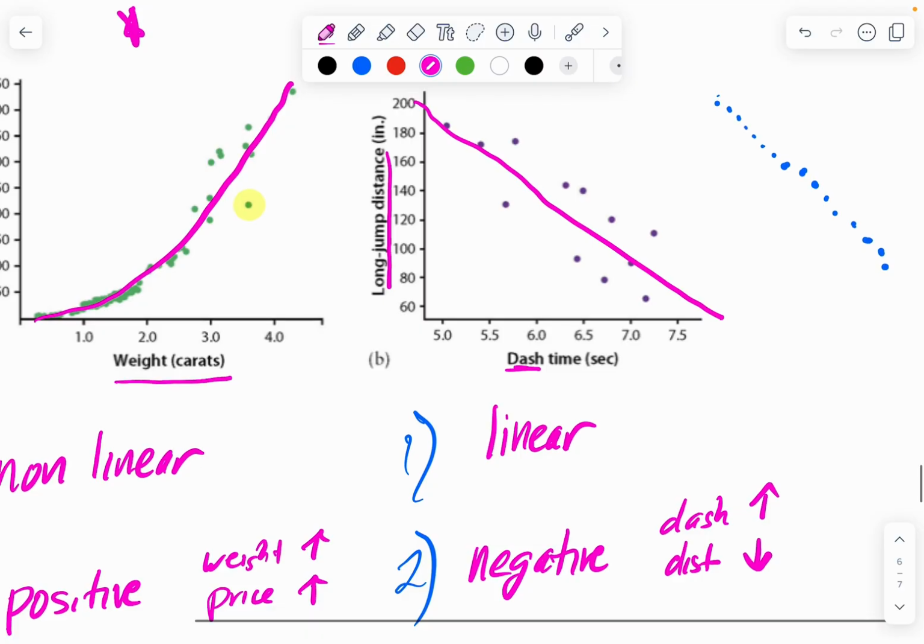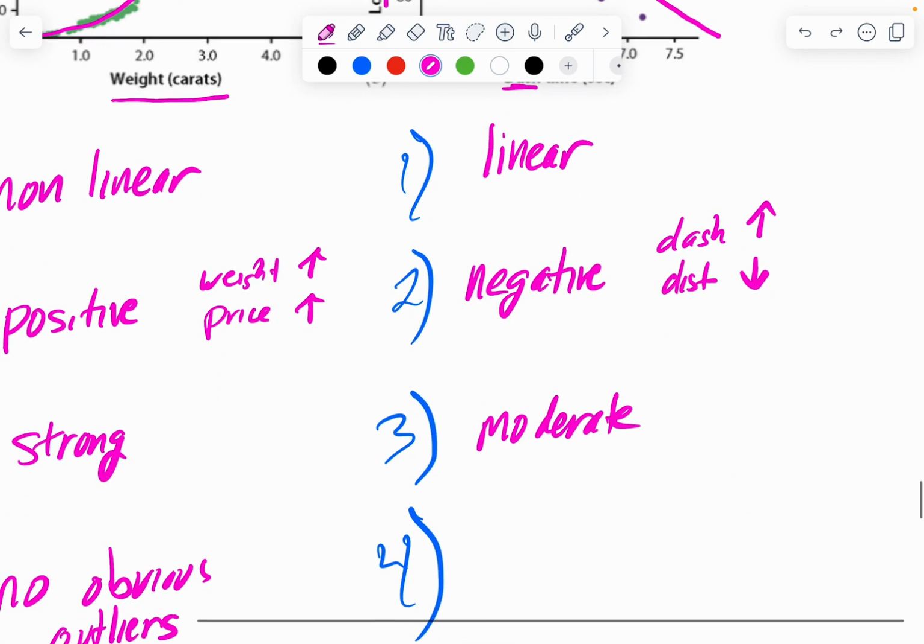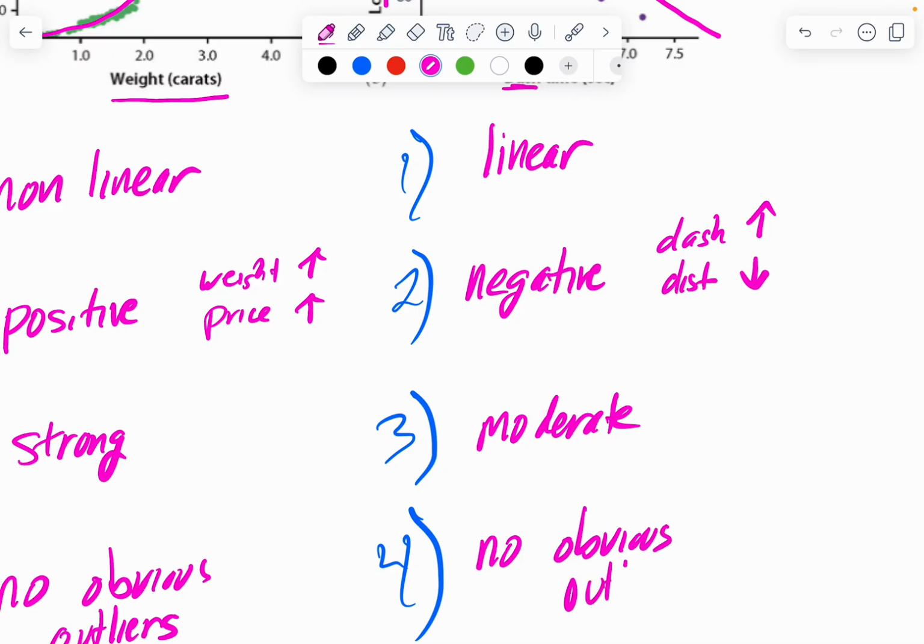And by looking at the scatter plot, there doesn't seem to be any freakishly performing students here. There's no one with a super slow dash time that all of a sudden jumped a really far distance up there. We don't have someone that's really fast that can't jump down in that lower corner. So to me, just like the one on the left, I would say there are no obvious outliers here either. Okay.